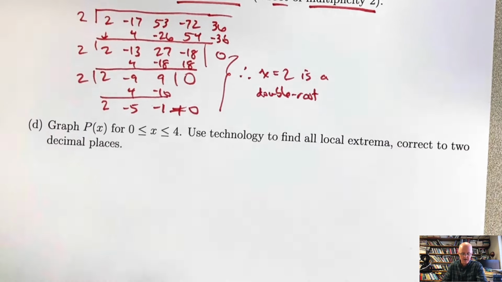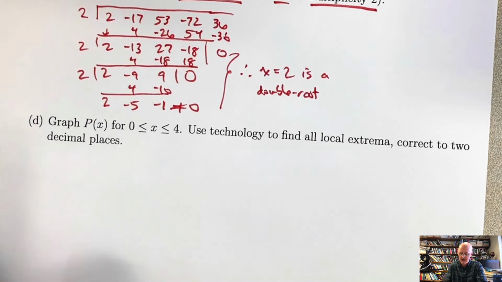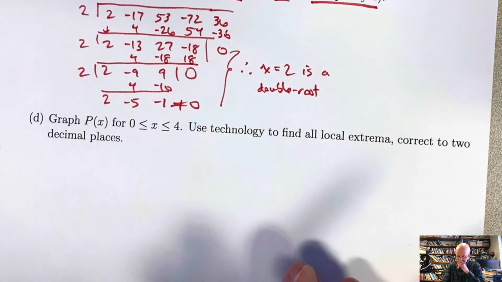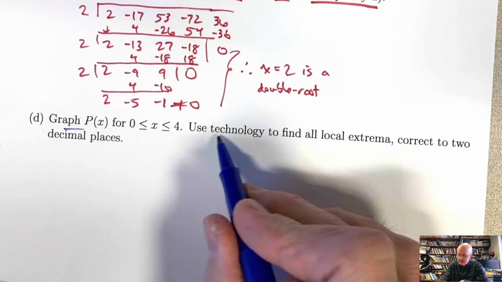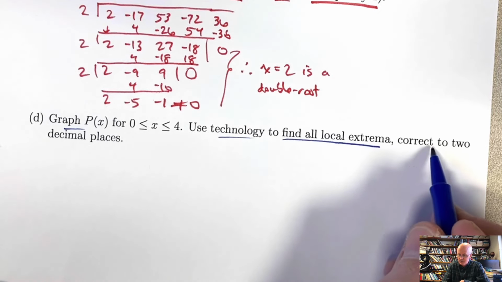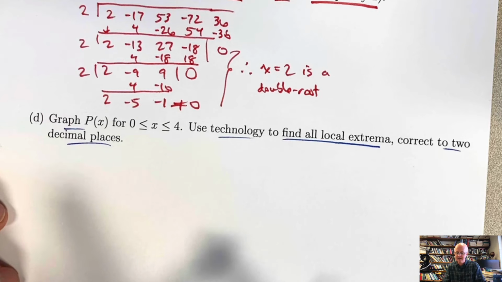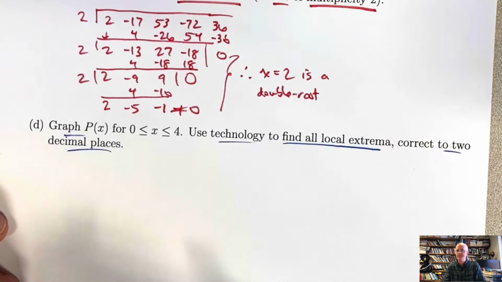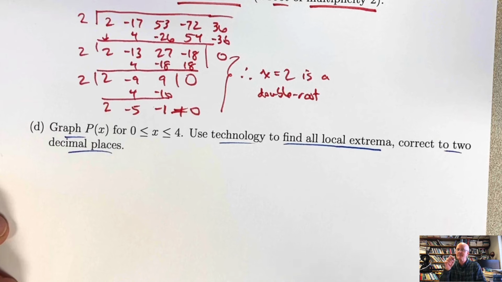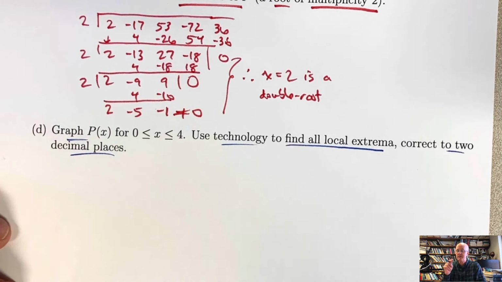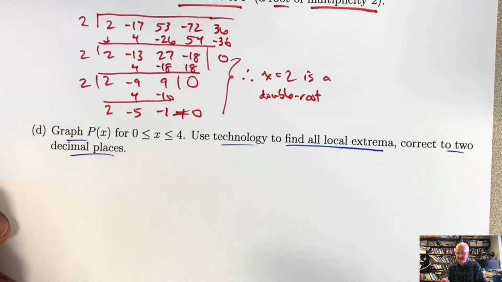Part D. Graph p of x, at least for x between 0 and 4. Use technology to find all local extrema correct to 2 decimal places. Little hills and little valleys is what we're after. Not just their x coordinates, but their y coordinates as well. 2 being a double root means the graph of the function is just going to barely touch the x-axis, either like this or like that at x equals 2. It will not cross the x-axis there.